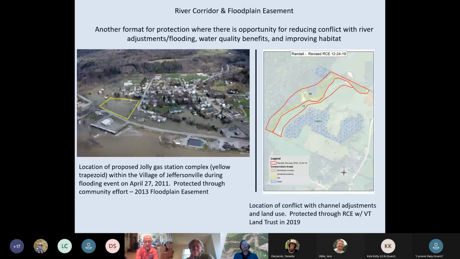I'm going to provide you a couple examples around river corridor protection that's outside of just looking at bylaws or town plans. We can do river corridor and floodplain easements. Danielle mentioned one of the projects in Jeffersonville, and I'm going to touch on another.